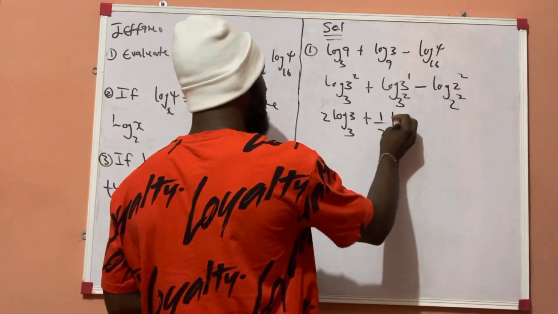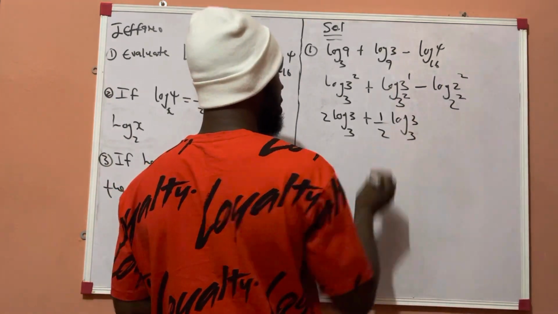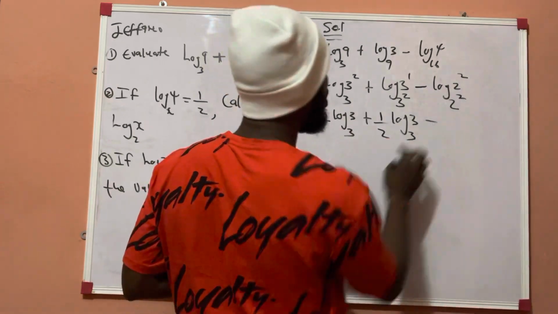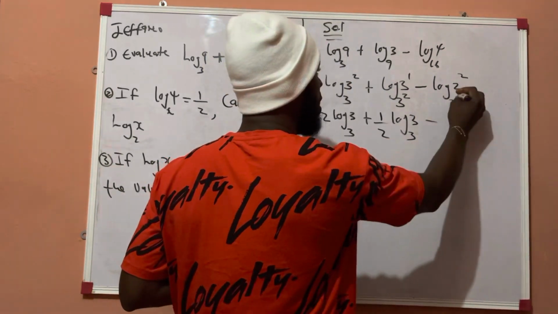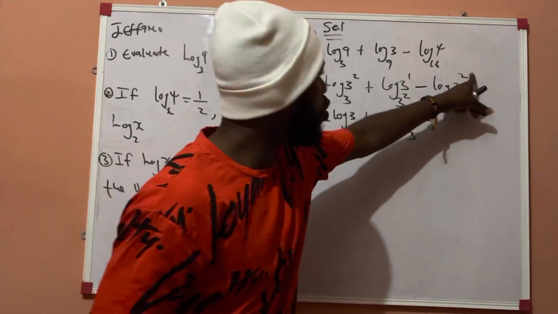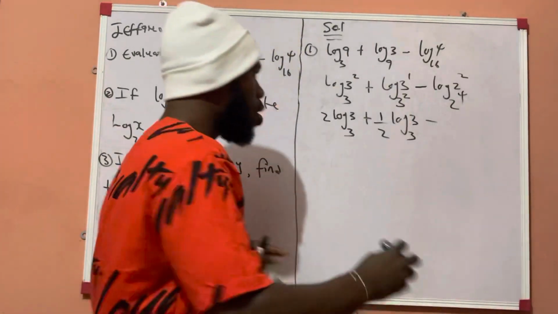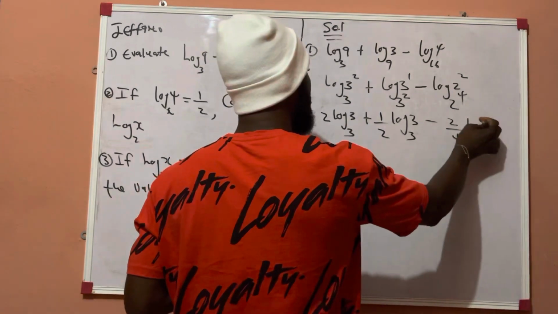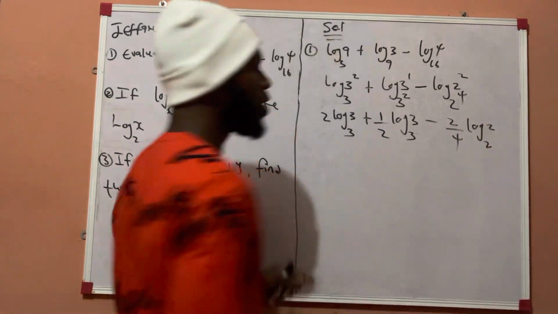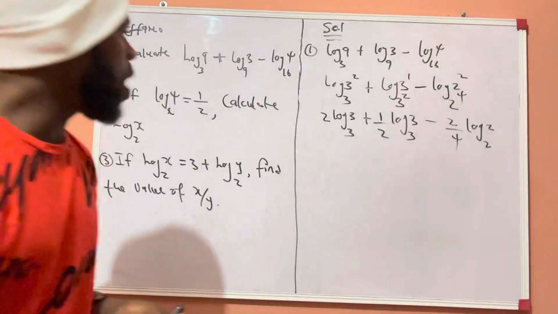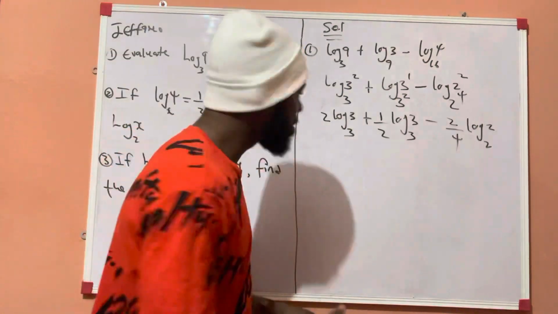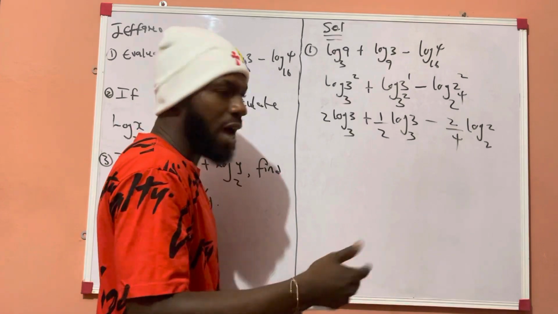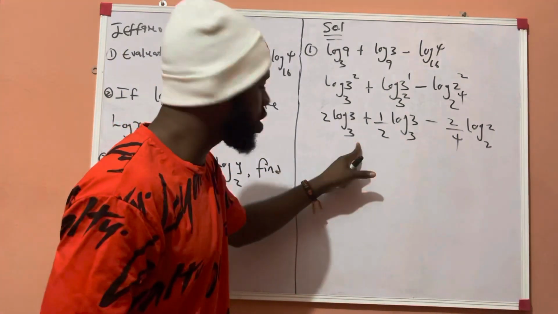Then what are we going to have here? Log 3 to the base of 3. And also minus 2 over 4, since this is supposed to be 2 raised to the power 4. Now, 2 over 4 goes to the back also. Then what do we have there? Log 2 to the base of 2. Now, without wasting time, the law that says when the number and the base are the same, what is the result? 1. So it means log 3 base 3 is 1.